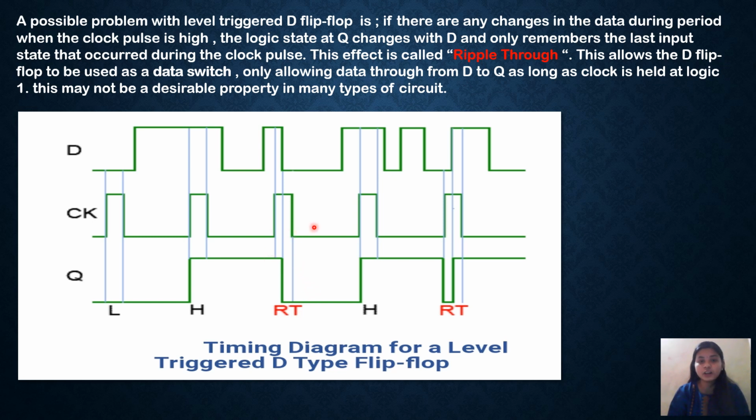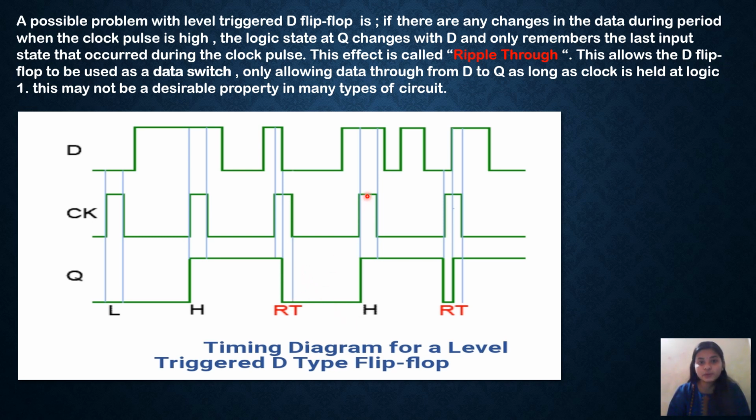And next, when clock is at 0, the Q has to retain its previous state. Now, the flip-flop remembers its previous state as 0 only, not the transition. Hence, the Q retains its previous state as 0.